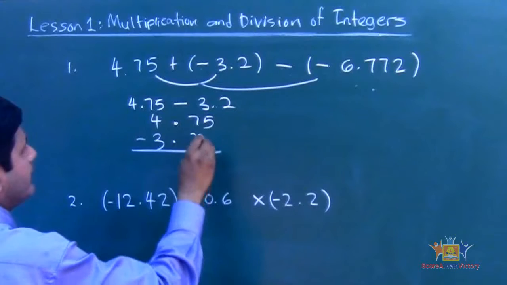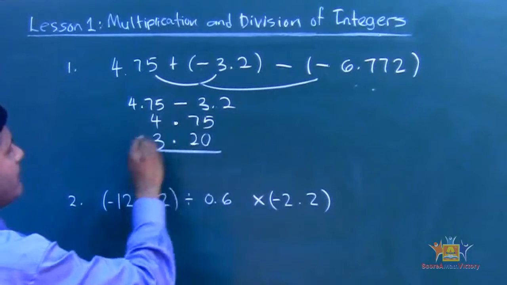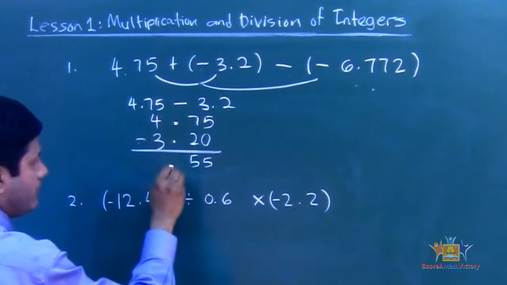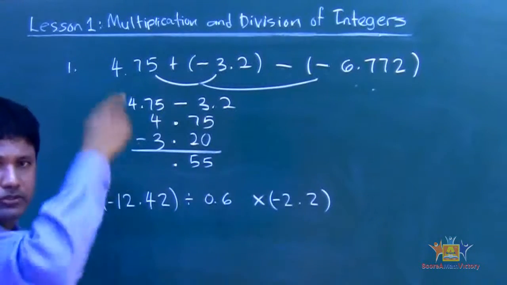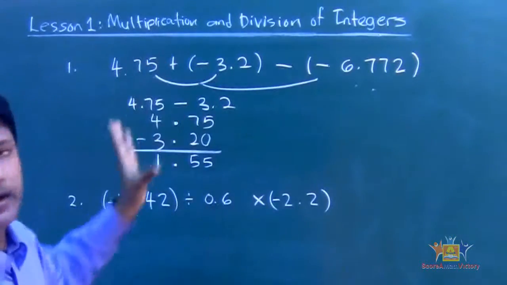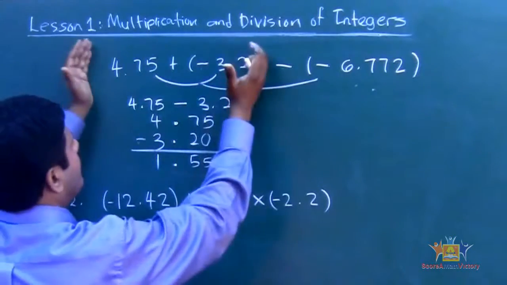Line it up. Alright? Now you can add another 0 behind it. 5 minus 0 is 5. 7 minus 2 is 5. Decimal, bring it straight down. Very important. Straight down. 4 minus 3 is 1. You've done this part. So that 1.55 replaces this whole thing.